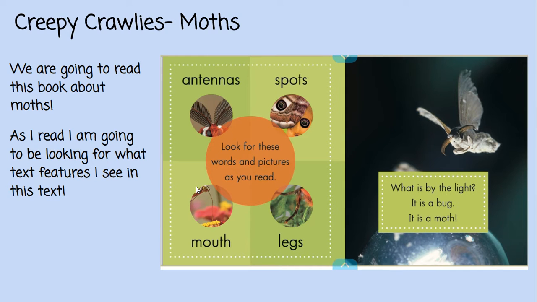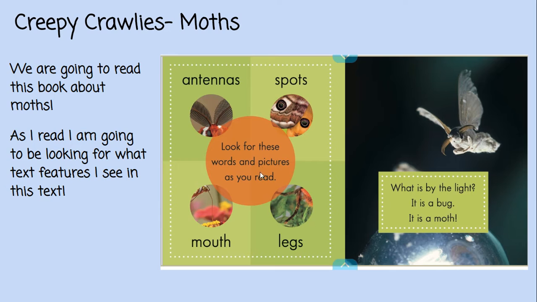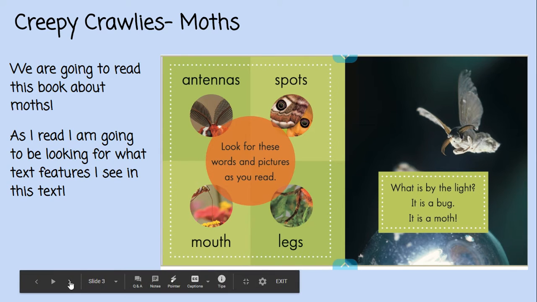So this is called Creepy Crawlies: Moths. We're going to read this book about moths. As I'm reading it, I'm going to be looking for what text features I see in this text. So I have antennas and spots, mouth and legs. It says, look for these words and pictures as you read. So these are the words we're going to look for. It says, what is by the light? It is a bug. It is a moth. This is like a text box right here, and there are some photographs.